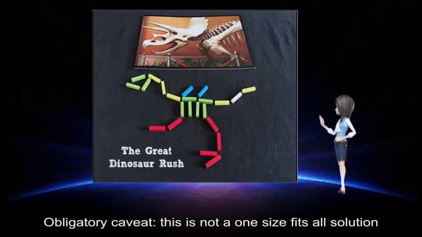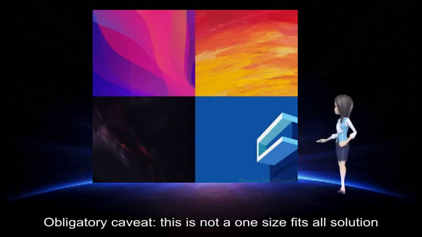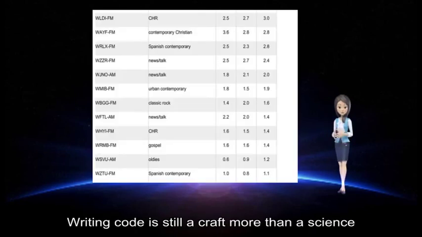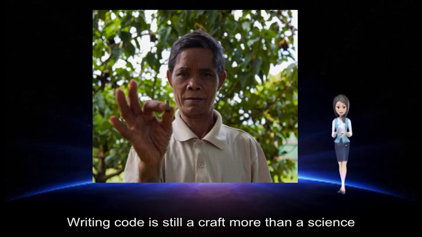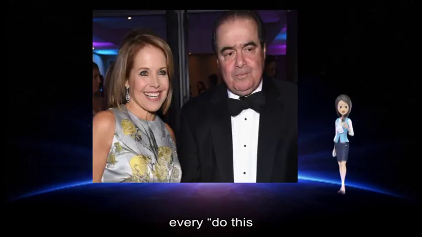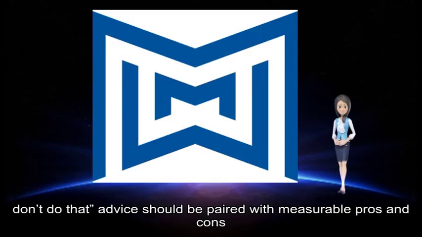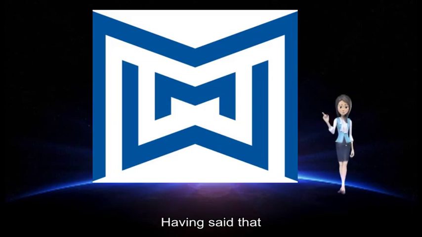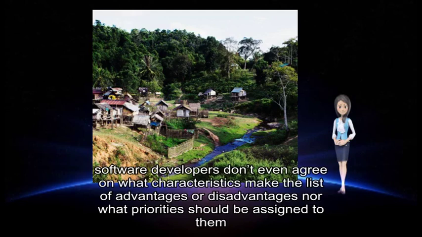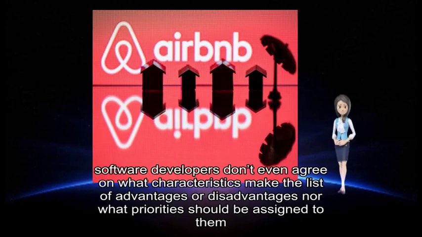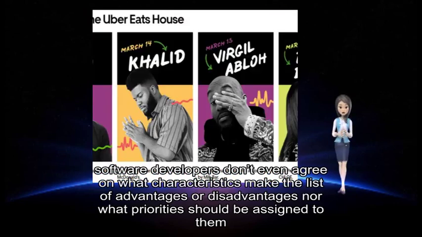Obligatory caveat: this is not a one-size-fits-all solution, nor does it pretend to be. Writing code is still a craft more than a science. So in my opinion, do this, do not do that, advice should be paired with measurable pros and cons. Having said that, I should also note that as a community, software developers do not even agree on what characteristics make the list of advantages or disadvantages, or what priorities should be assigned to them.